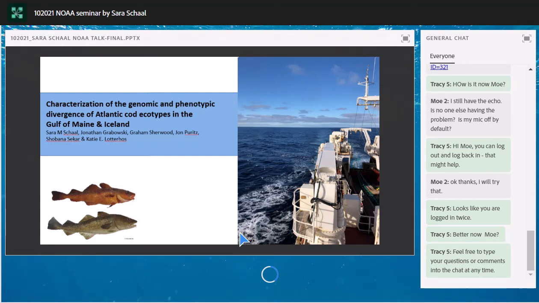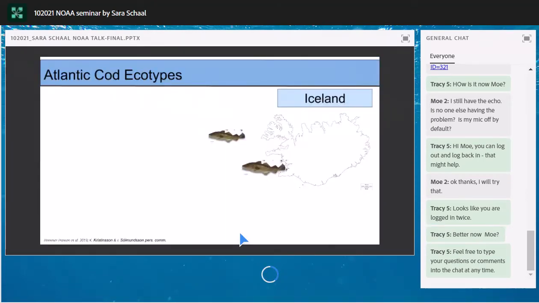Okay, now I'm going to move on to the second part of my talk, which is the characterization of the genomic and phenotypic divergence of Atlantic cod in the Gulf of Maine and Iceland. And this is a collaboration between John Grabowski in my department, Graham Sherwood at the Gulf of Maine Research Institute, John Puritz, who was a postdoc in our lab, and Shobanas Secker, who works at research computing at Northeastern. And looking at my time, I'm going to go through this introductory stuff a little bit quick.